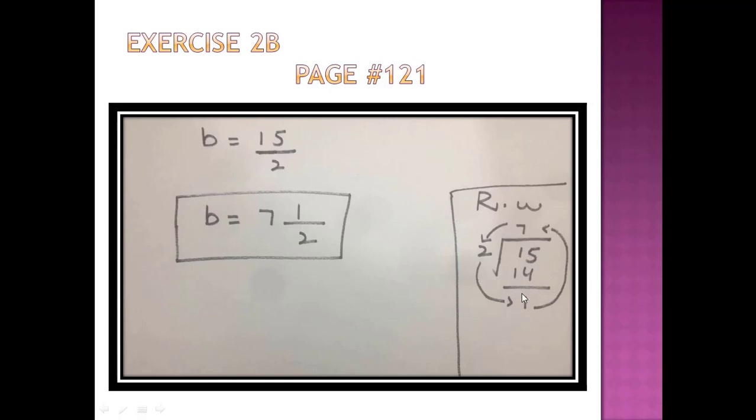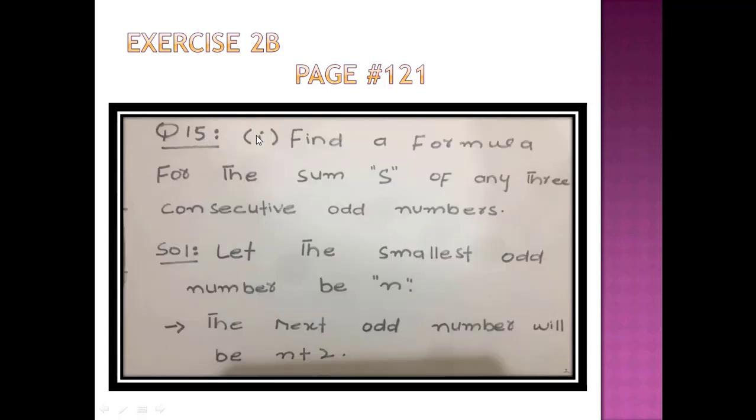If we solve like that, okay, again we have rough work. 15 divided by 2, 2 7s are 14, our remainder is 1. So our b is equal to 7 1 over 2. Again this fraction is called what? Improper fraction. Question number 15, part 1.